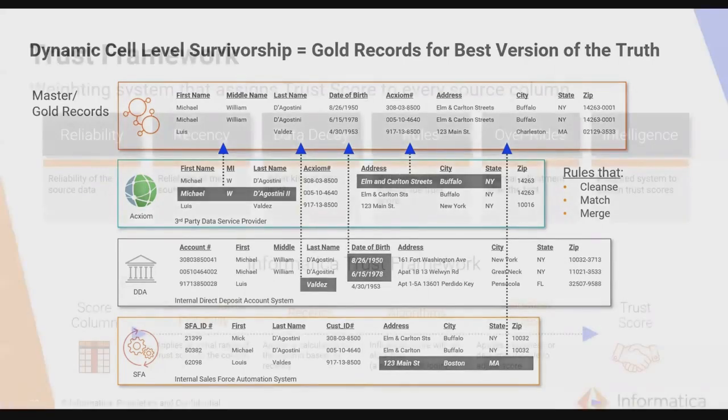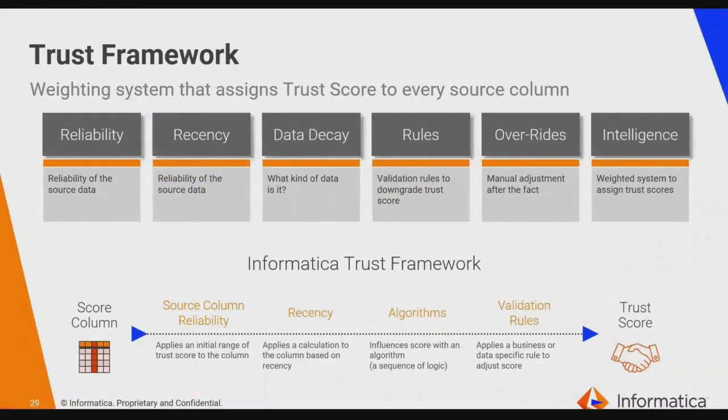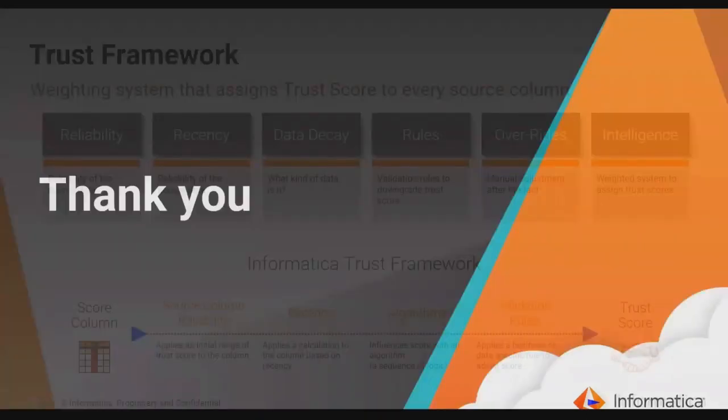This trust framework is basically a weighting system that assigns trust scores to every source column. That is dependent on the reliability of the source data, also what kind of data it is, how recent the data is, validation rules that are present, and also using the intelligent system of machine learning. So based on these different factors, we decide how to consolidate a record and trust it. So we are going to switch over to the demo and show you how the particular matching and hierarchy is working inside of MDM SaaS as two separate functionalities.